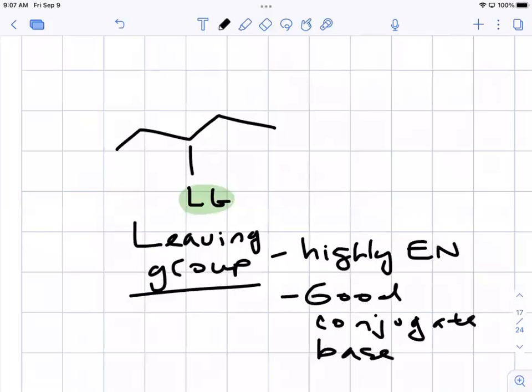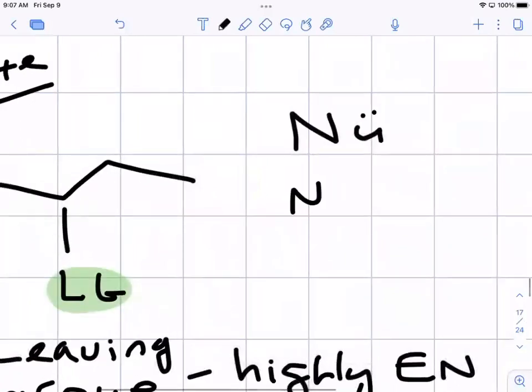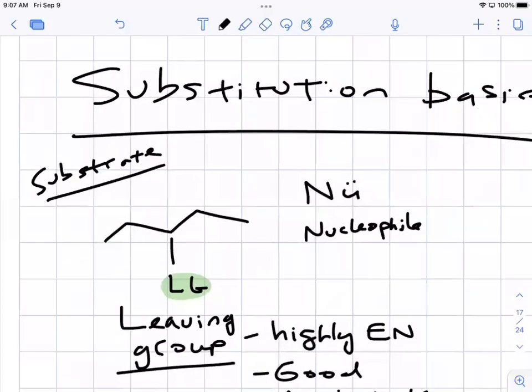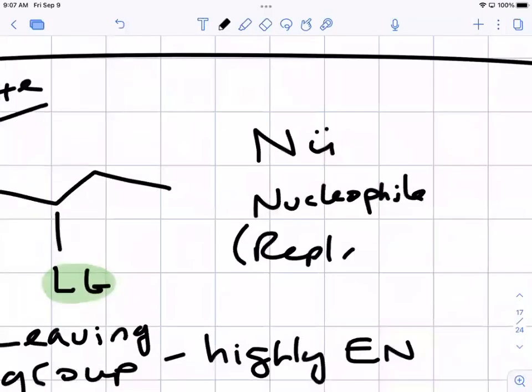All right, and so when that substitution happens, we're going to talk in a lot more detail about substitution in about a week or so, maybe 2 weeks. So you have a substrate. That substrate contains the leaving group. And then you also have a nucleophile. These terms should be familiar to you from part 1. So it's the nucleophile in a substitution that replaces the leaving group.